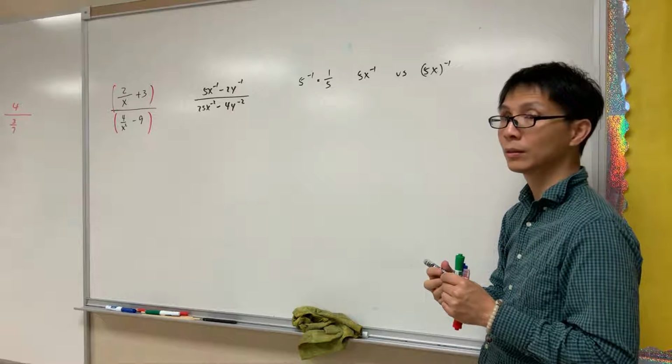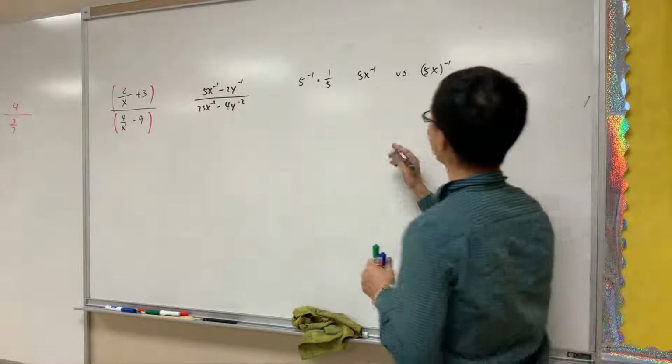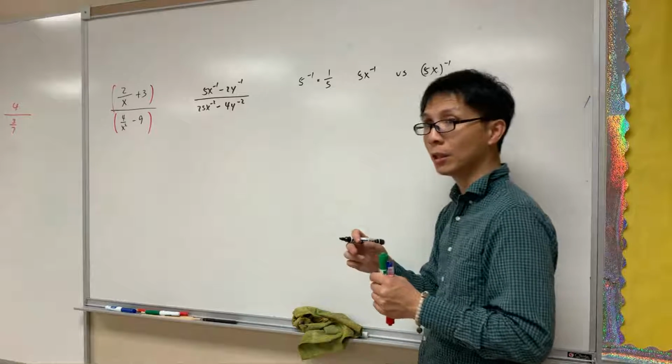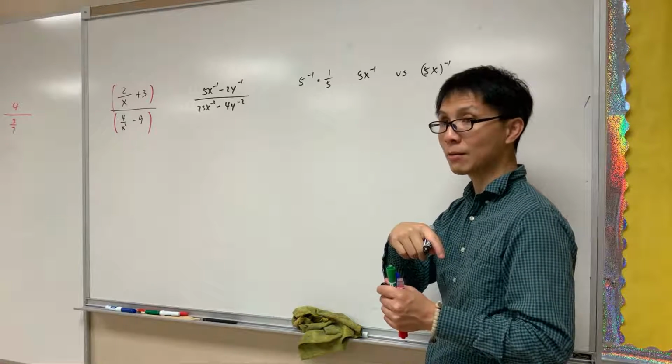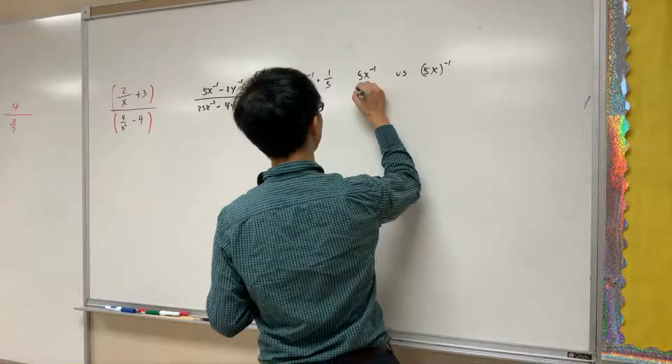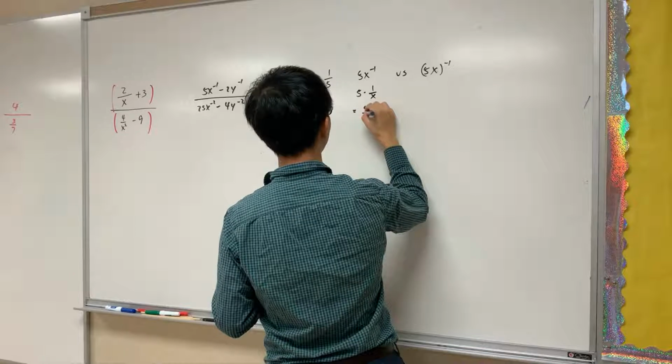1 over 5x, which is what? Because x to the negative 1 power, only the x goes down, not the 5. Does that make sense? So some people say it's 5 times 1 over x, so that's equal to 5 over x.